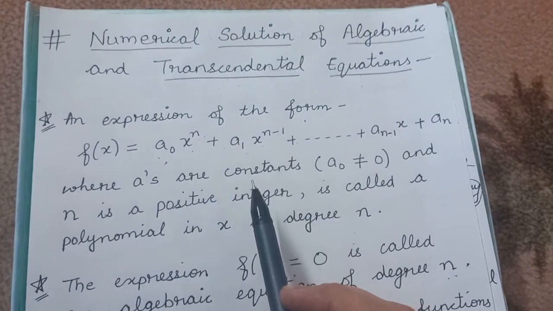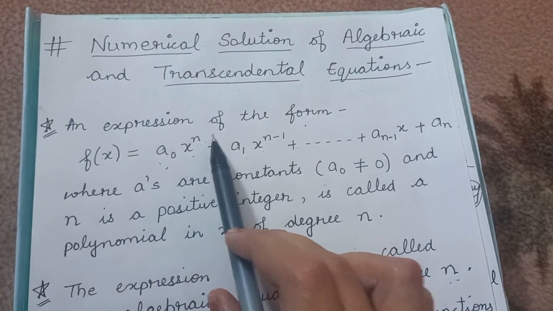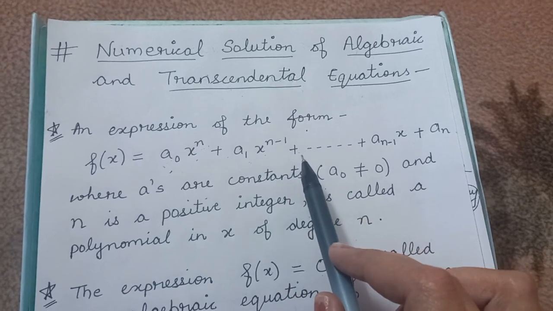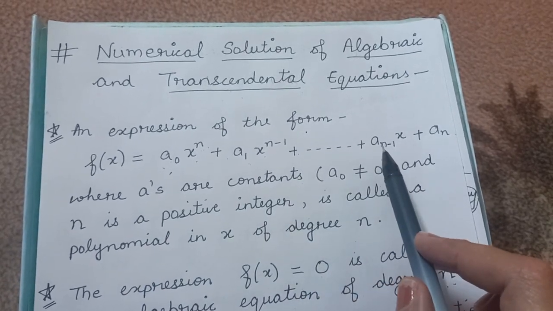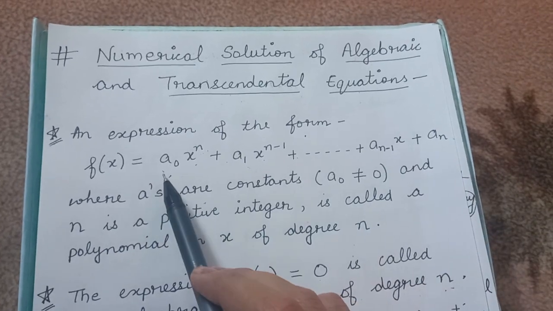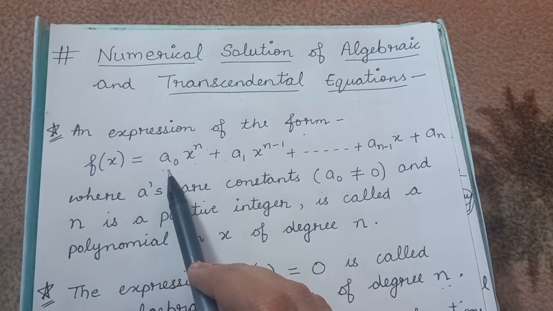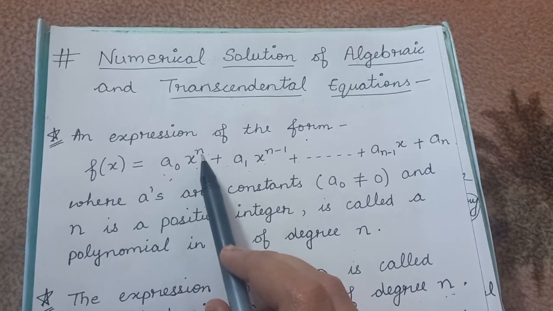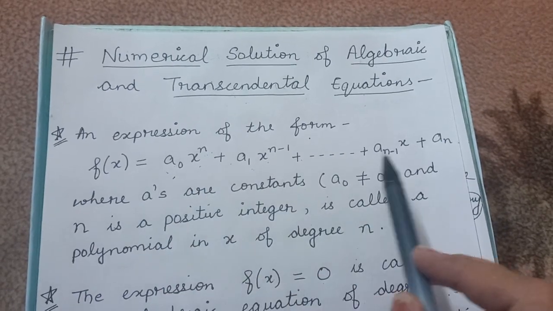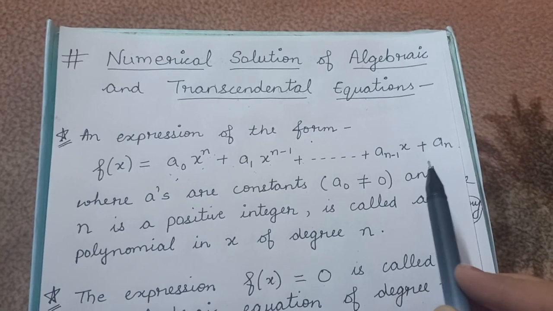Okay, so look at this expression. f of x is equal to a naught times x raised to power n plus a1 times x raised to power n minus 1 plus so on up to an minus 1 times x plus an, where all these a's are constants. a naught must not be equal to 0. This n, this degree, is a positive integer. So this expression is called a polynomial in x of degree n.